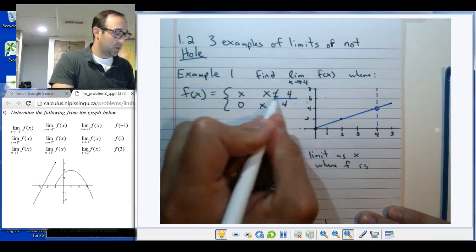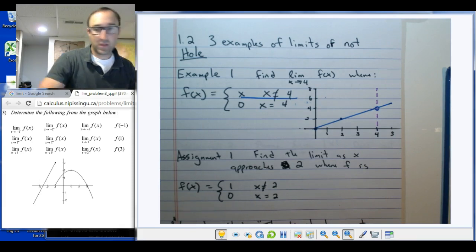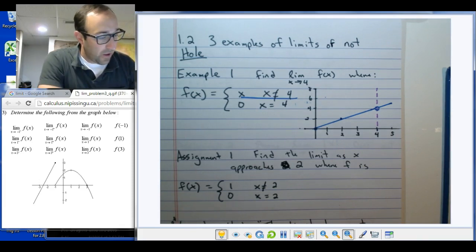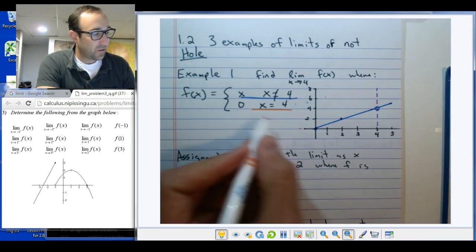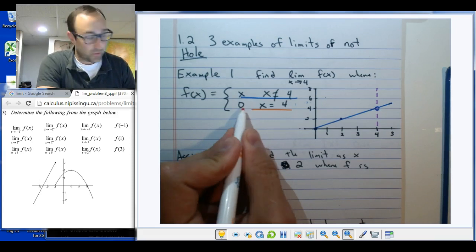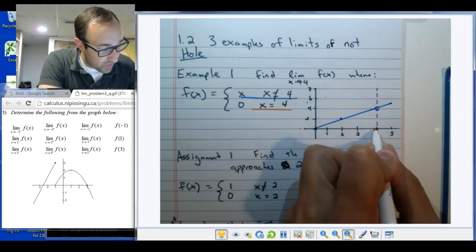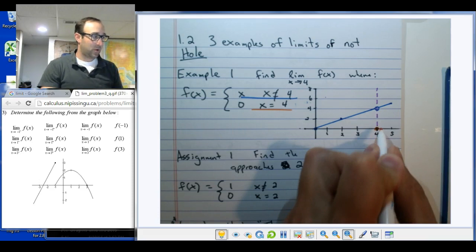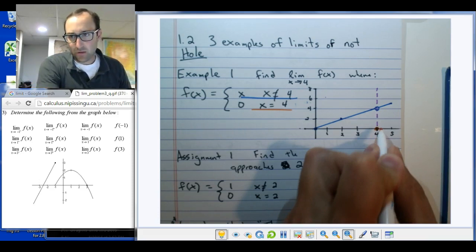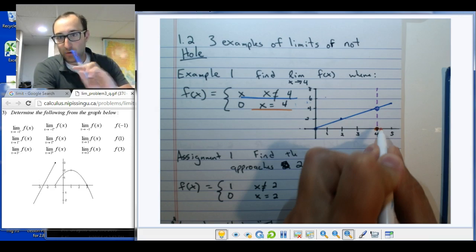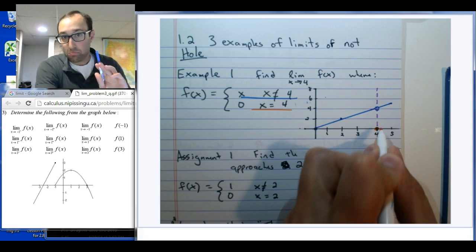And then the other one is going to be, let's say, in orange. So f of x is going to be 0 when x equals 4. So I'm going to find 4 and put this spot right there. Okay, so now what we have is, I've got the blue marker, and there's no blue marker there.